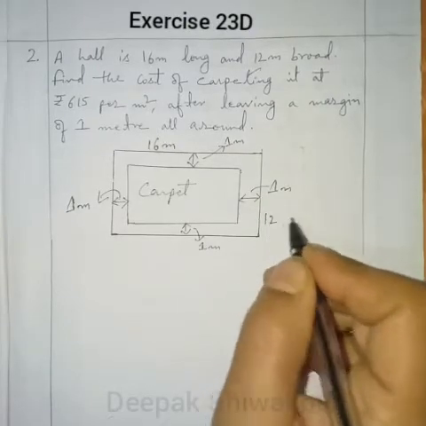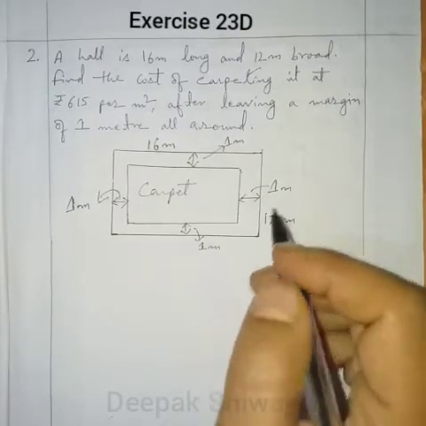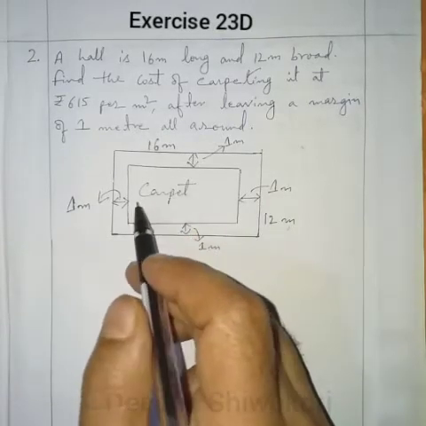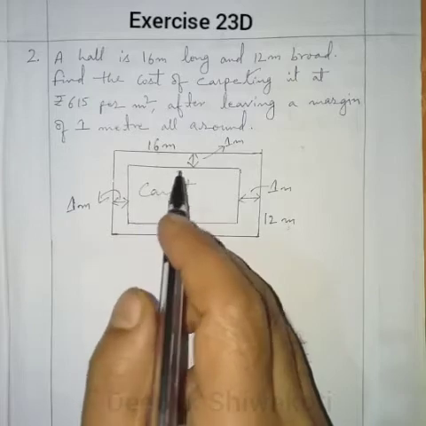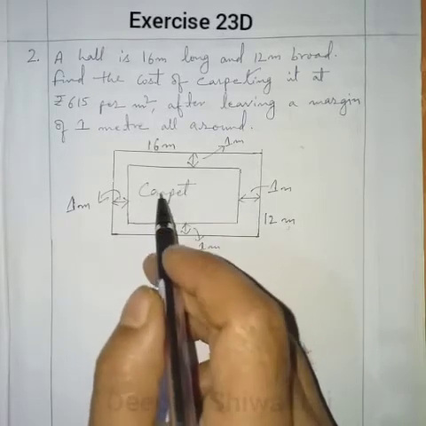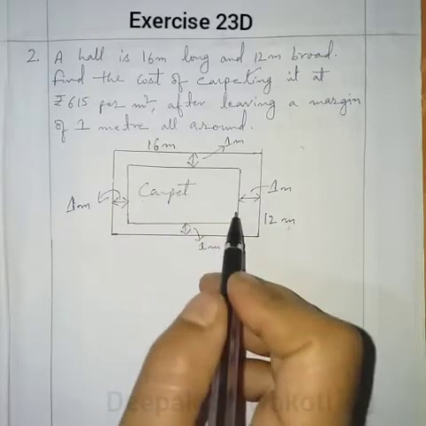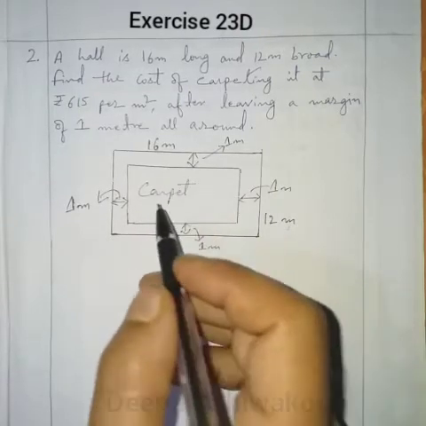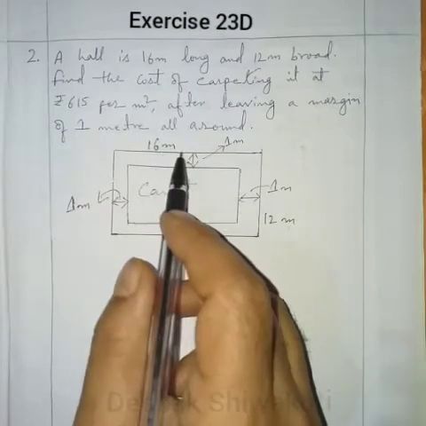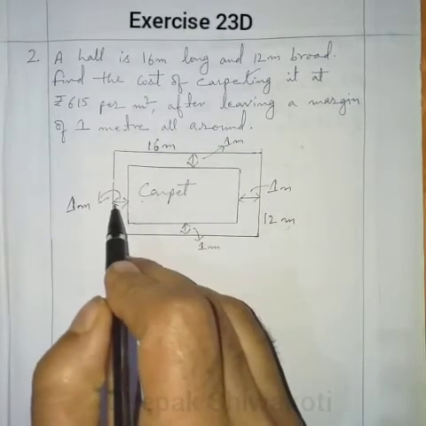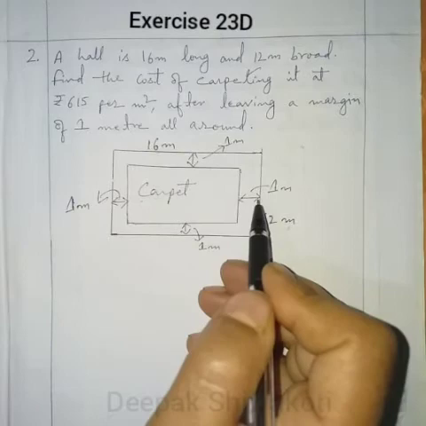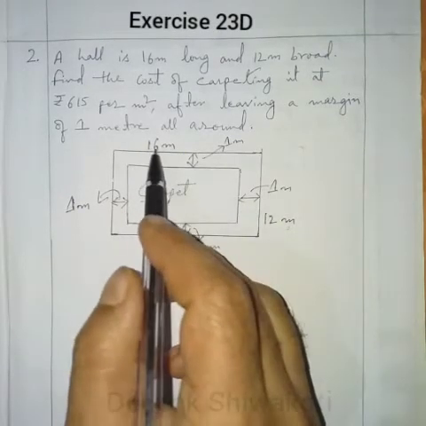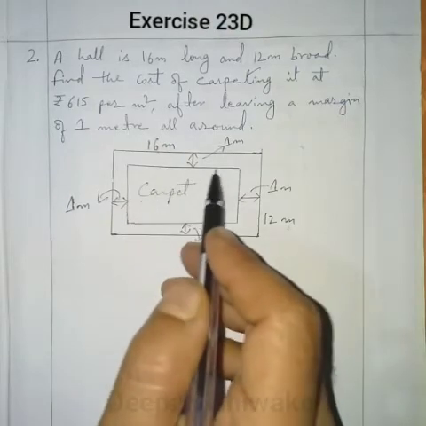That means breadth. So to find the cost of carpeting it, we have to find the area of the carpet, isn't it? So to find the area of the carpet, we should know the length of the carpet and breadth of the carpet. So length of the carpet will be 16 minus, because it is decreasing from this side 1 meter, and this side also 1 meter, so together 2 meter. 16 minus 2 is the length of the carpet.